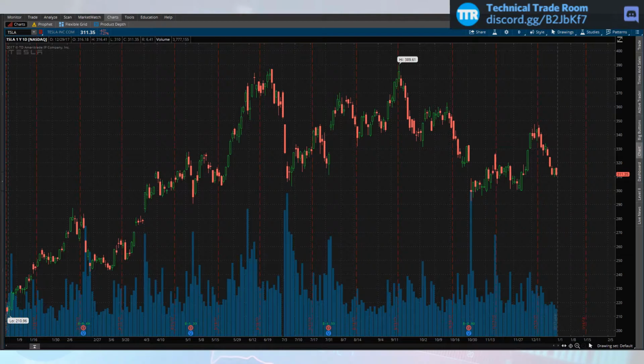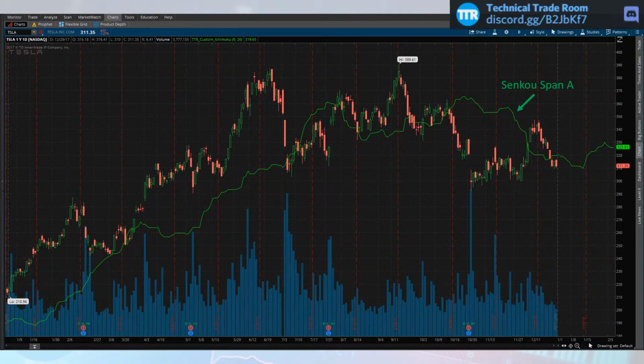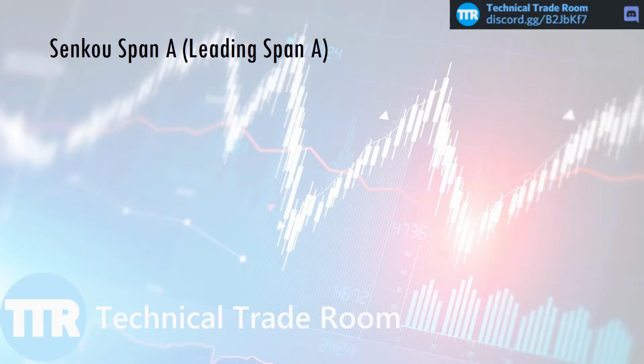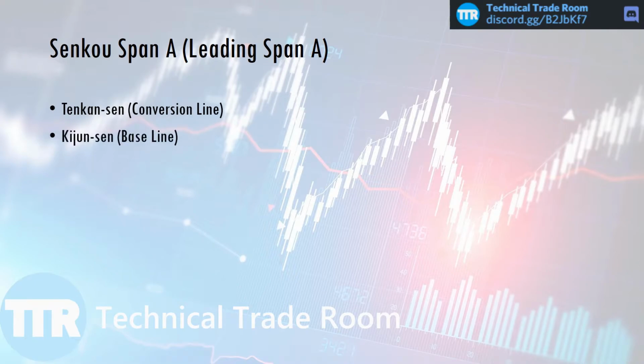We're now going to see how the Senko Span A looks over the price chart. The Senko Span A uses the Tenkan and the Kijun in its calculation, but there's something very different about how it's plotted on the chart in relation to the Tenkan and the Kijun. Let's go over that together now. The Senko Span A uses the Tenkan Sen and the Kijun Sen in its computation.